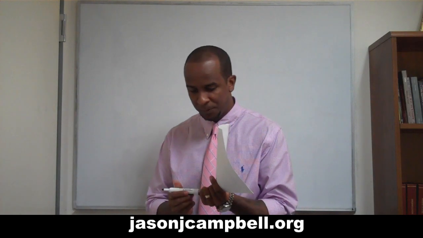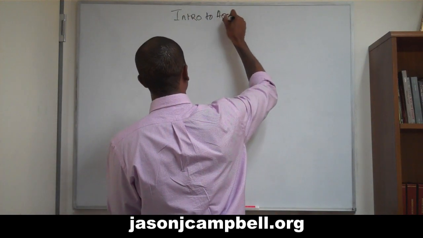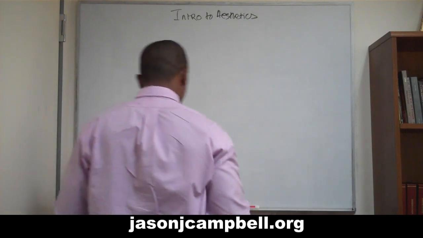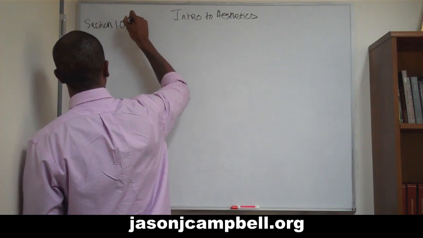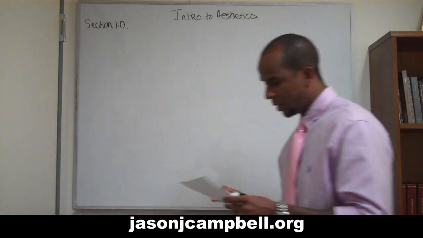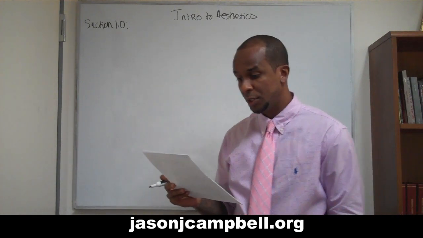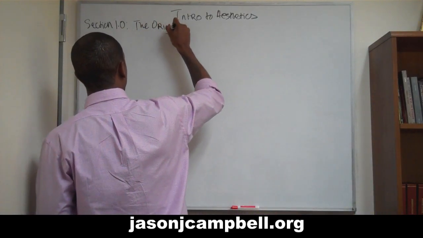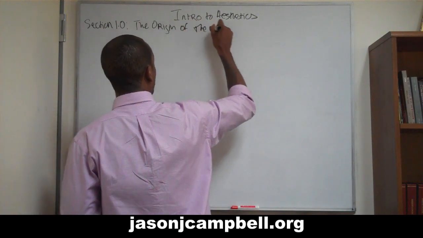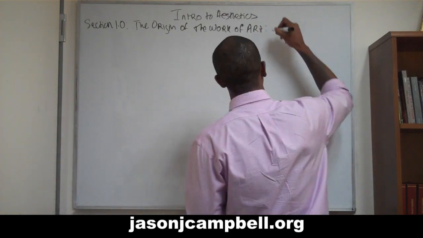All right, enough of the chit-chat. Let's begin with introduction to aesthetics. So this is intro to aesthetics, and this is going to be section 1.0. And we're going to be covering Martin Heidegger's The Origin of the Work of Art. So, the origin of the work of art. And this is Martin Heidegger.